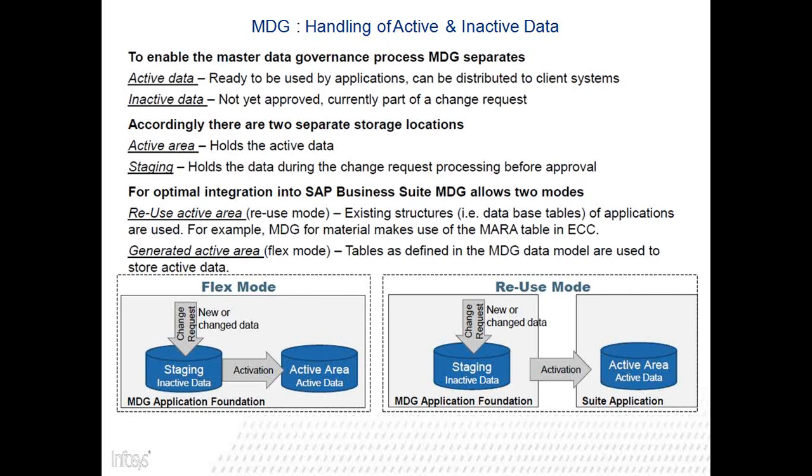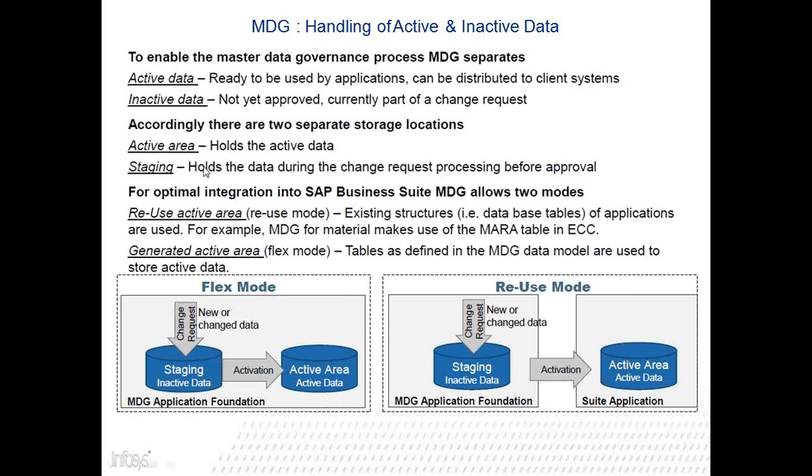Yeah, thank you. So accordingly, there are two separate storage locations: similarly, active area and staging area. Yesterday I also covered this part, but anyway, I want to clarify. The active area is the place where it stores the active data, and staging is the temporary place where it holds the inactive data, or maybe I would say in generated tables. Sometimes the active area is also there in generated tables, right? So it hosts the data during the change request processing before approval.